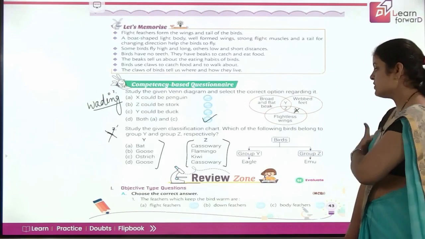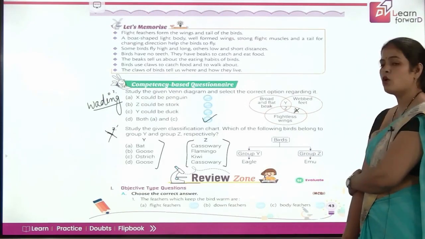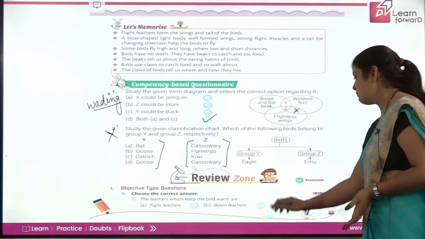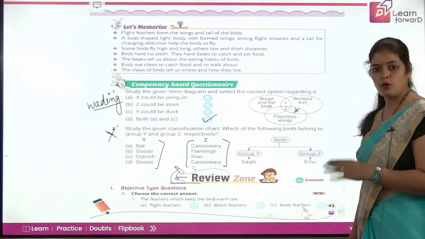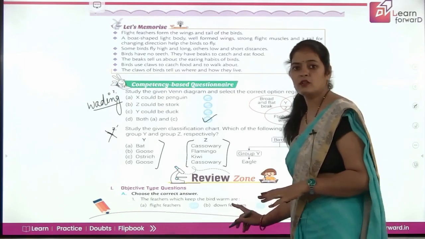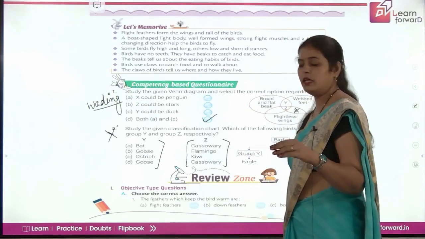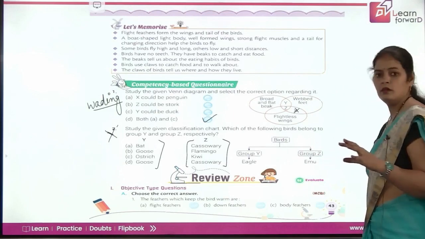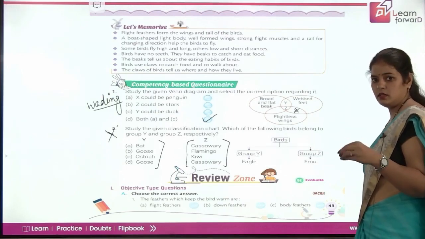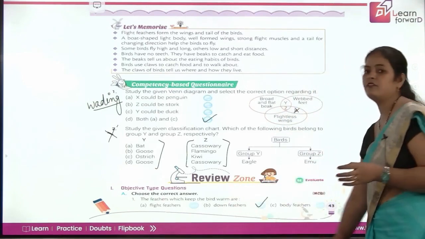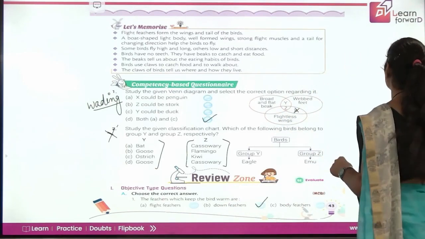The feathers which keep the bird warm are called flight feathers, down feathers, or body feathers. We have not read anything like body feathers. So down feathers are those feathers that help in keeping the body very warm and very cozy. So this is the correct answer. Flight feathers are those feathers that help the bird to fly.